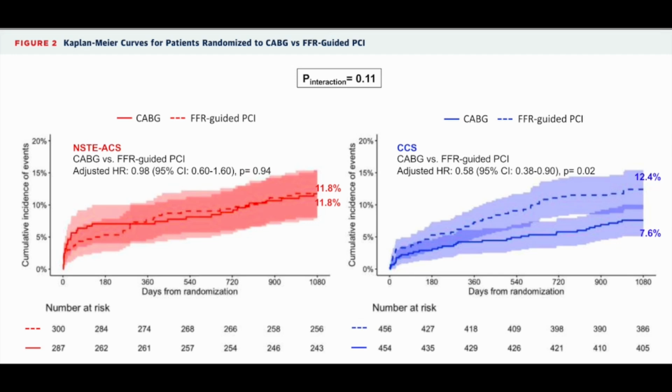Whereas if you look at the chronic coronary syndrome patients, the PCI arm did about the same, also 12%, but the CABG arm did much better, only 7.5%. So it actually was a significantly lower rate at 3 years of death, MI, or stroke in the CABG patients. Excellent. Thank you so much for going over the results, Dr. Fearon. And lastly, with this data now, what future directions do you see for research in this topic?